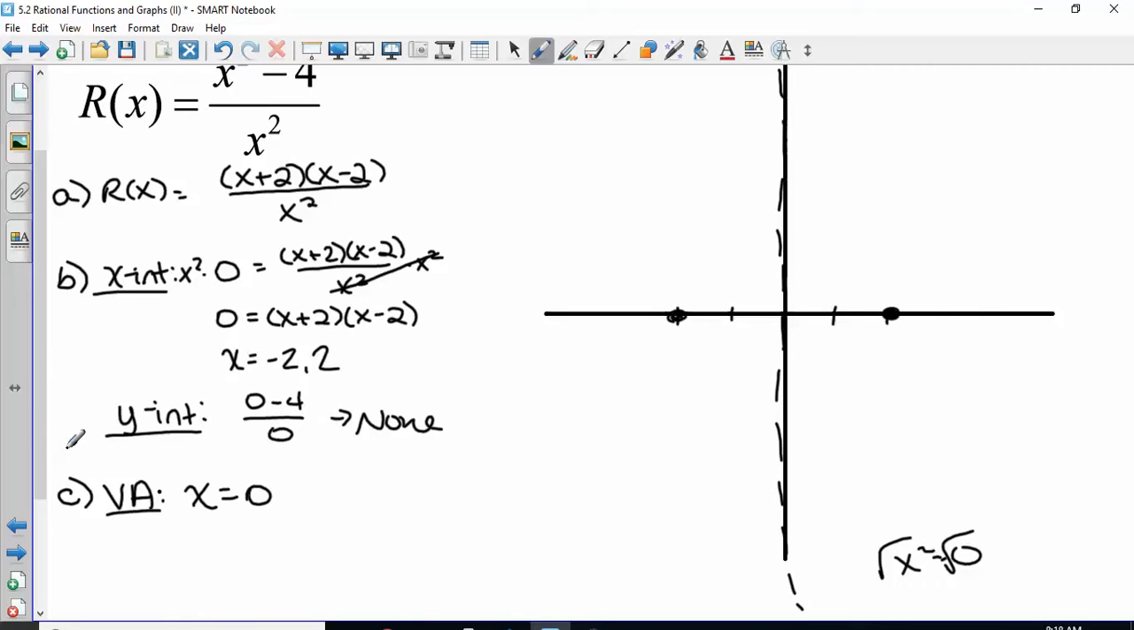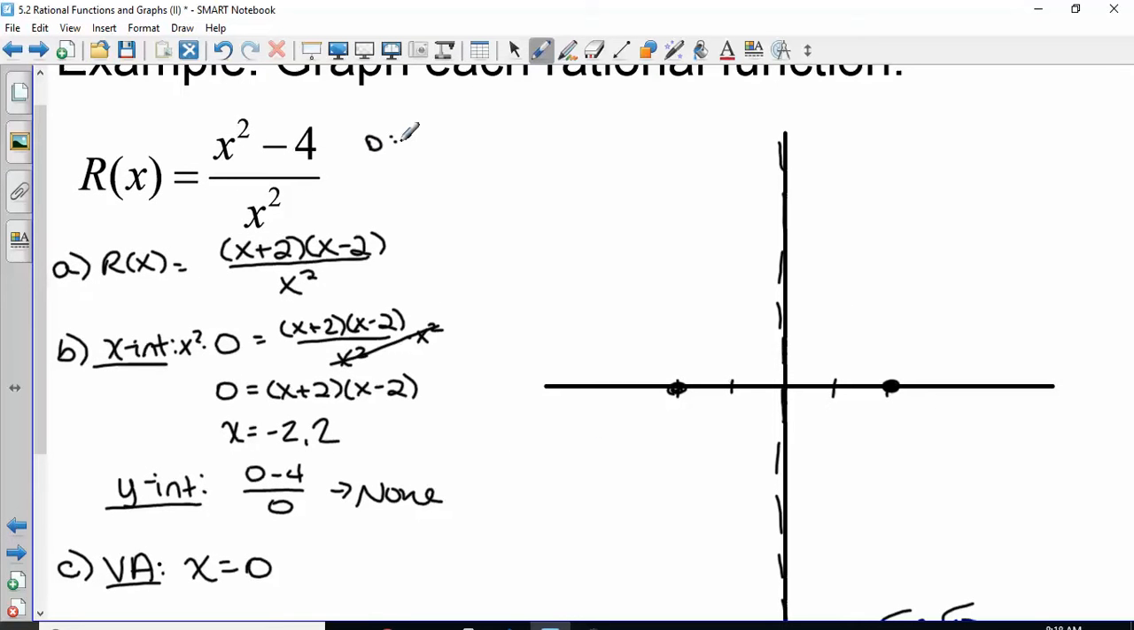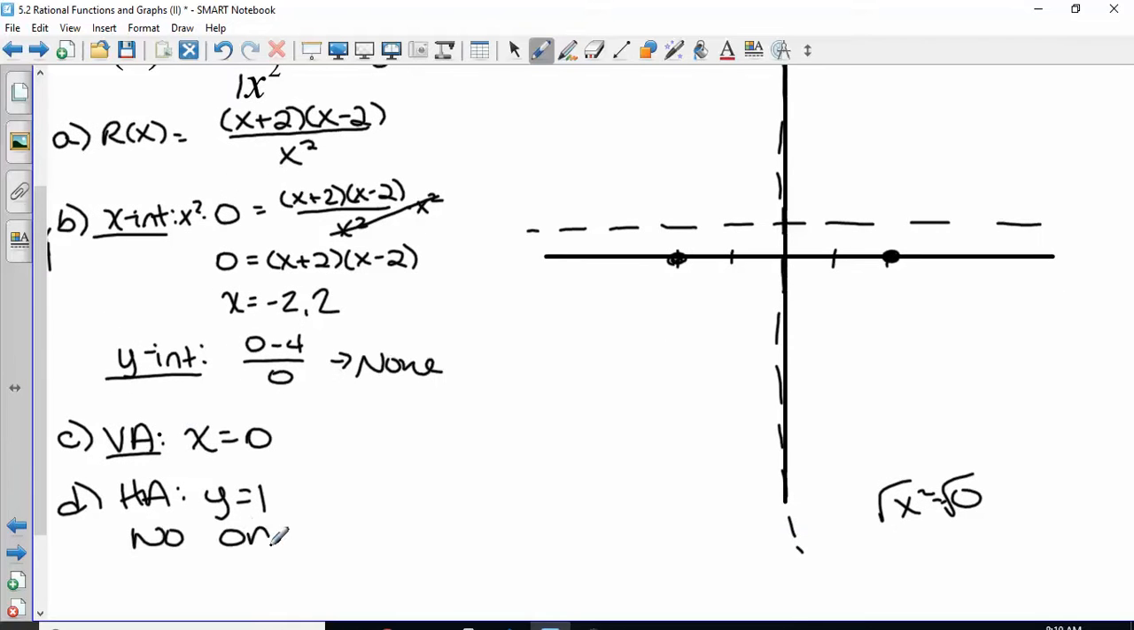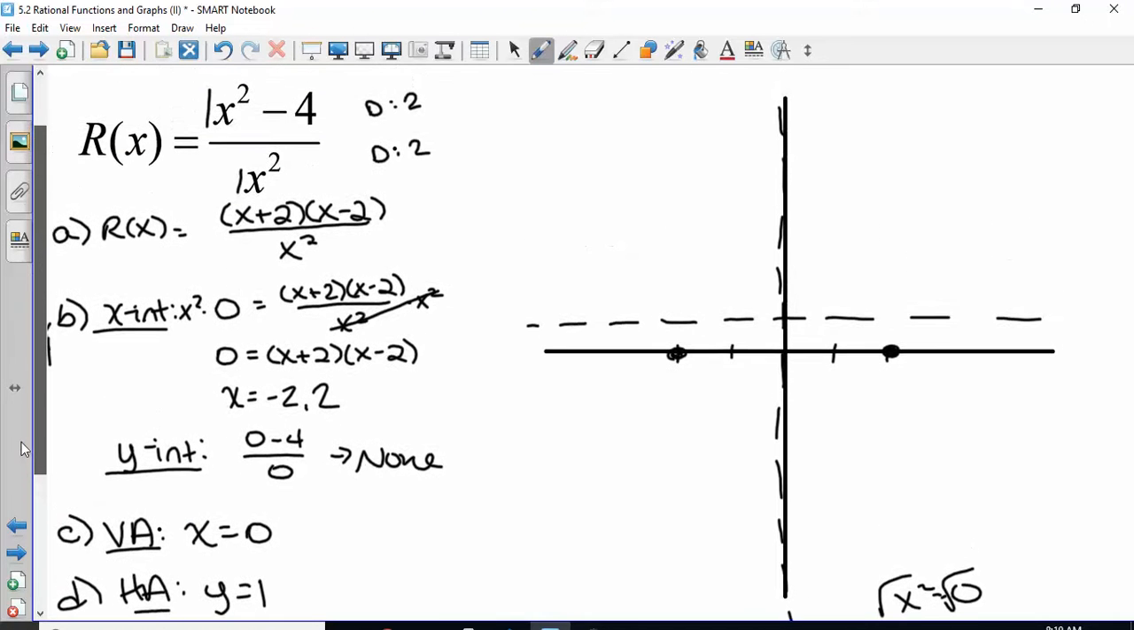Okay, we have to decide horizontal or oblique. So we base that off the degree. Degree of the top here is 2, bottom, 2. If it's the same degree, we divide the leading coefficients. So this is horizontal. Y equals 1 over 1 is just 1. And then of course if we have a horizontal, there is no oblique.